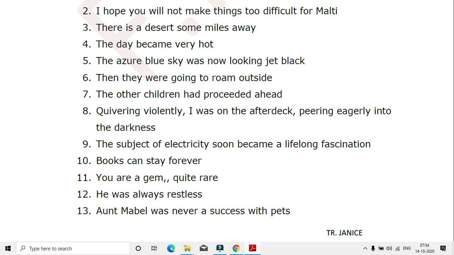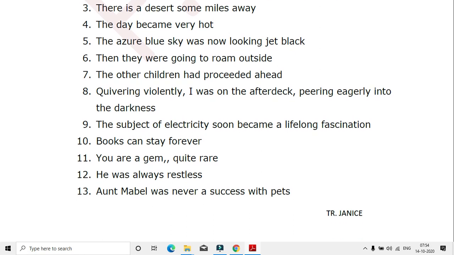The other children had proceeded ahead, quivering. Quivering means shaking. Violently means they were shaking a lot. I was on the after deck peering. Peering means peeping eagerly into the darkness. The subject of electricity soon became a lifelong fascination. Books can stay forever. You are a gem. Okay, there are two commas by mistake. You can remove one. Quite rare. He was always restless. Aunt Mabel was never a success with pets.